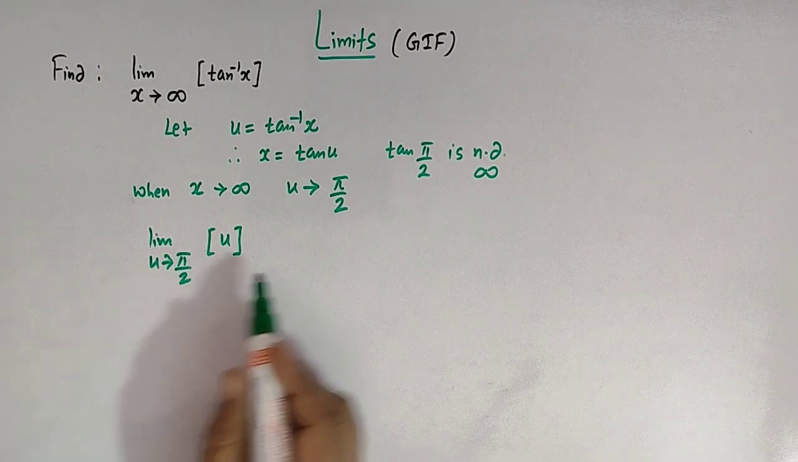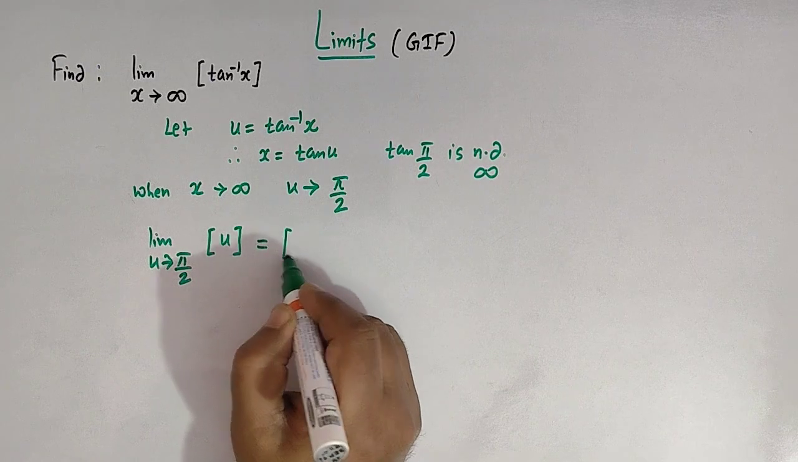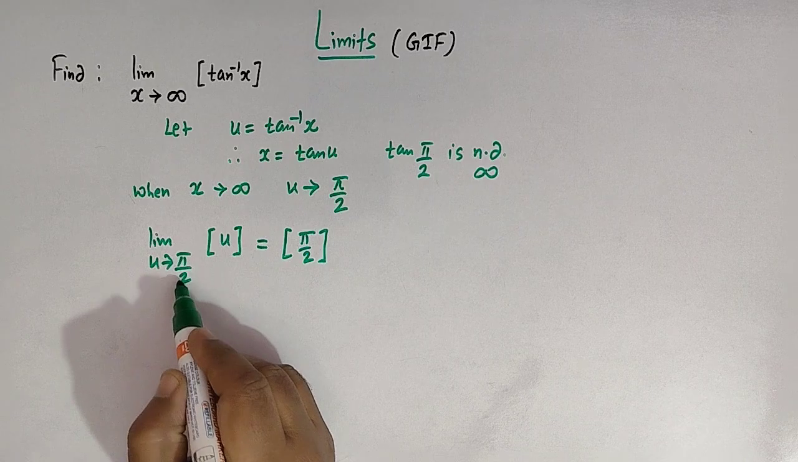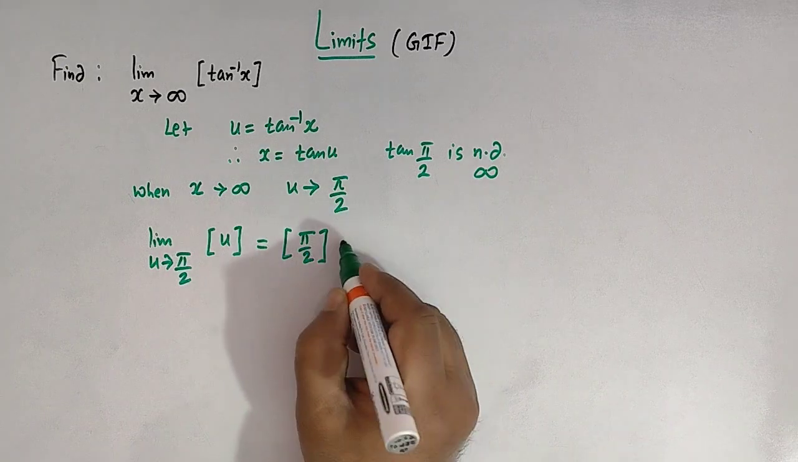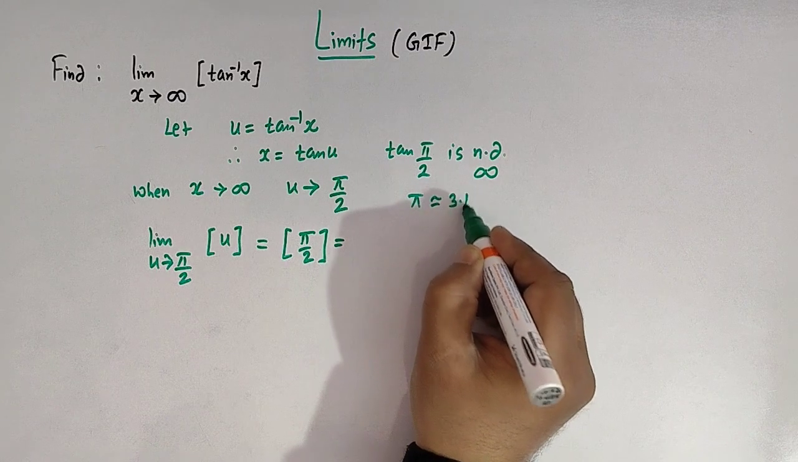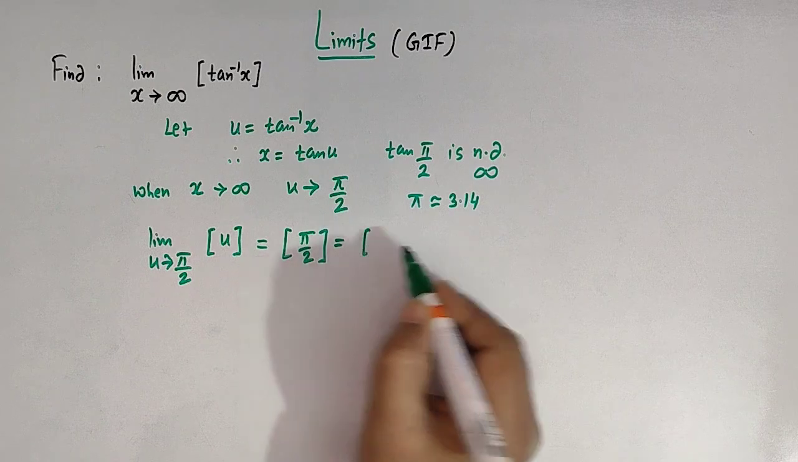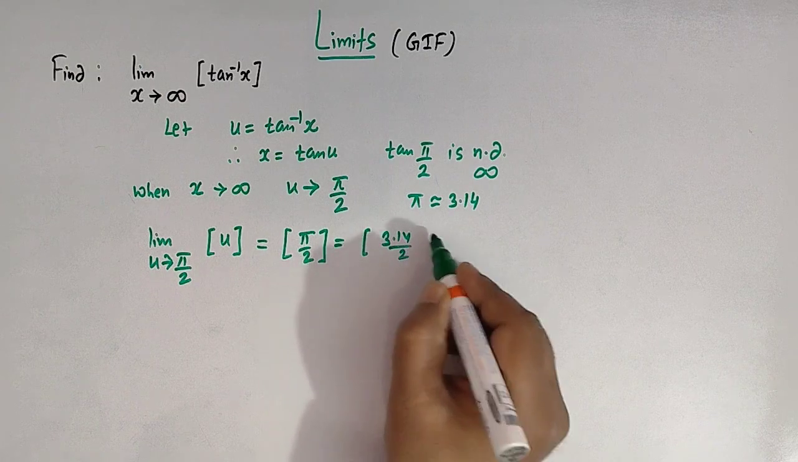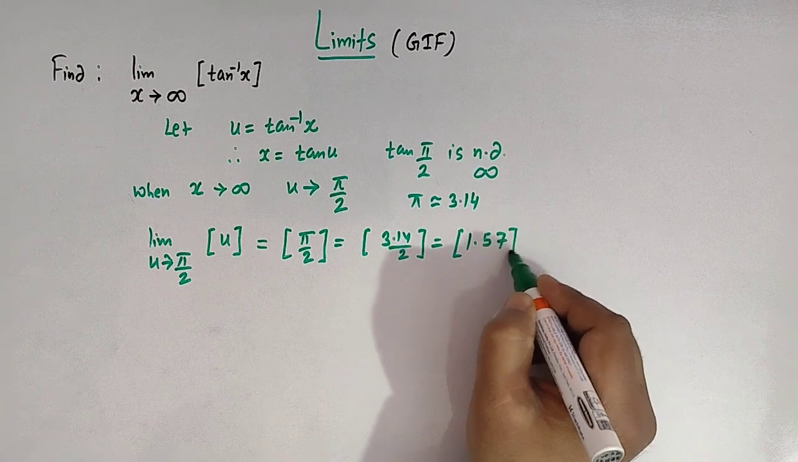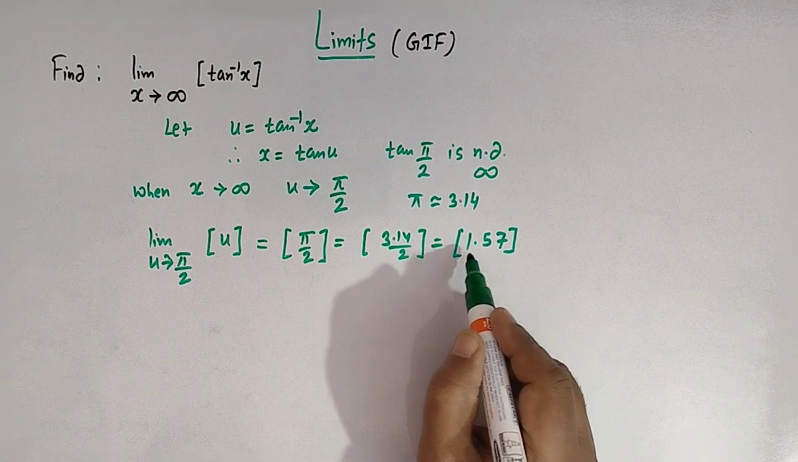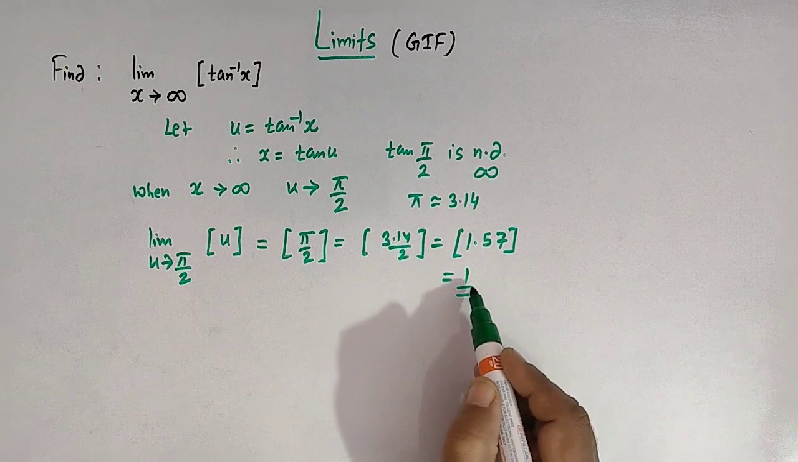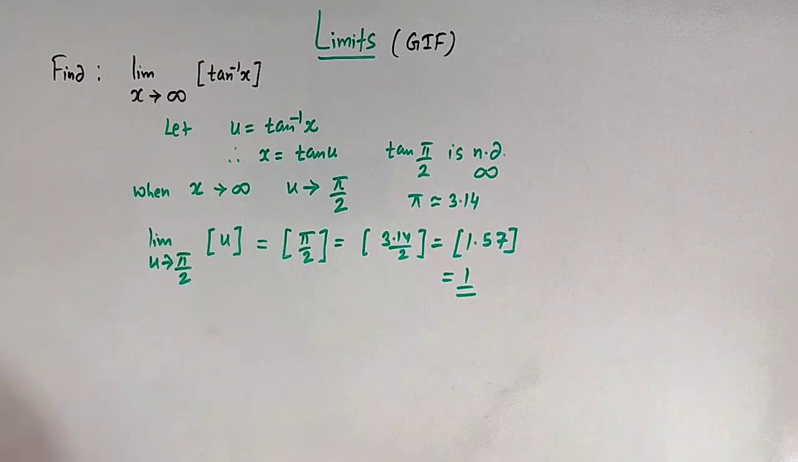So now when u tends to pi by 2, then we have the value of the greatest integer of pi by 2. So here we take u is equal to pi by 2, and we know that the approximate value of pi is 3.14. So pi by 2 is 3.14 divided by 2, which is 1.57. And the greatest integer of 1.57 is equal to 1. So this is how we can solve this limit.